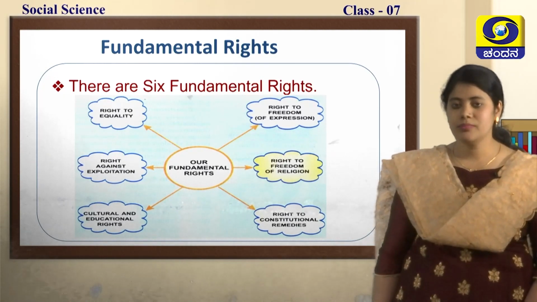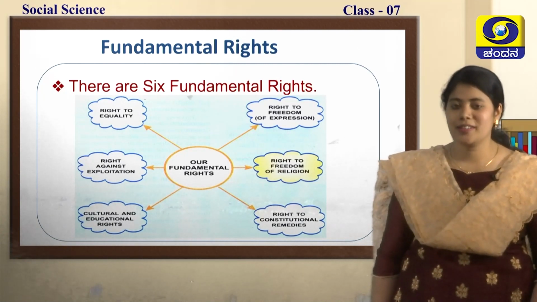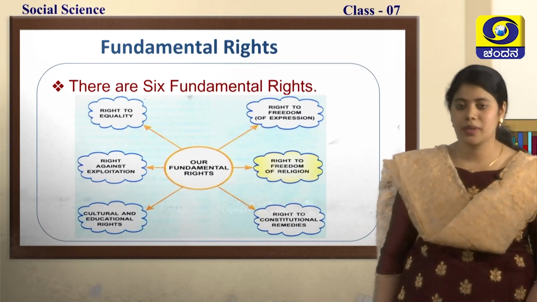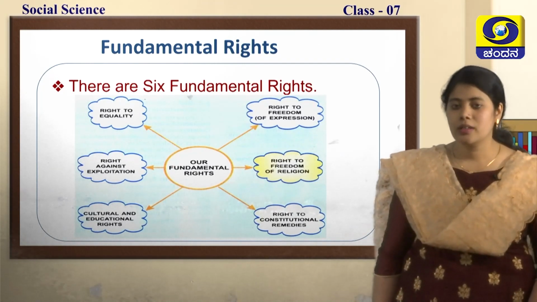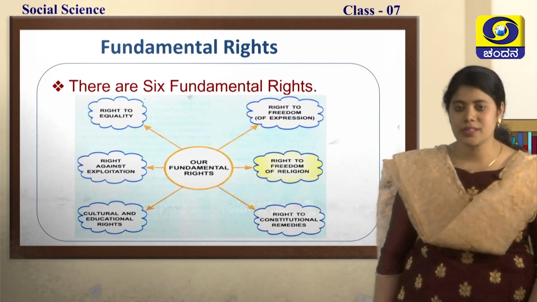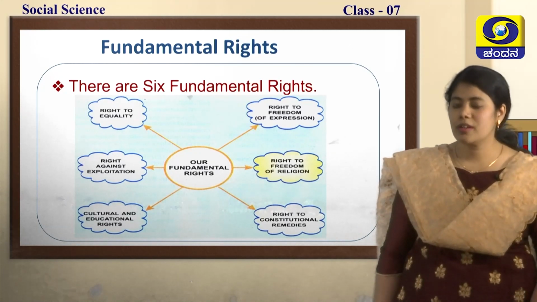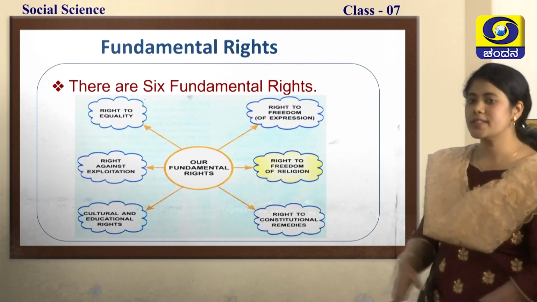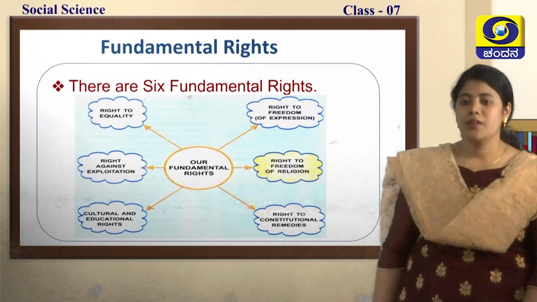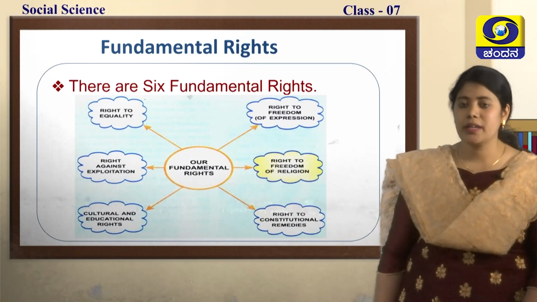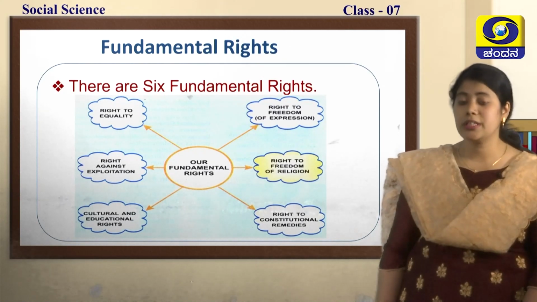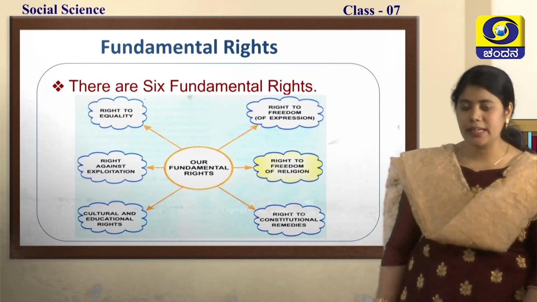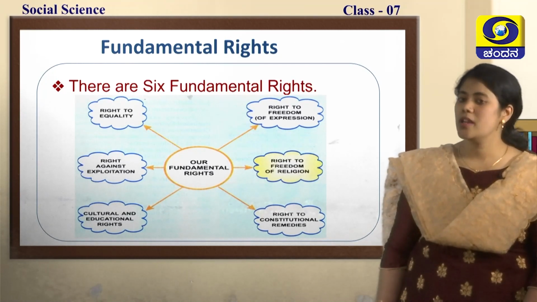I can give you a few examples regarding this, like the dowry system. It is a punishable offence now, right students? And not only that, even child labor is a punishable offence. So, this is a particular right given to the weaker sections. Now, we will move on to the next right, that is right to religion. It is the freedom given to the individuals of our country to adopt or accept any religion according to their choice.